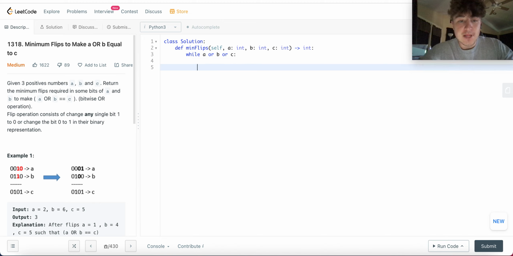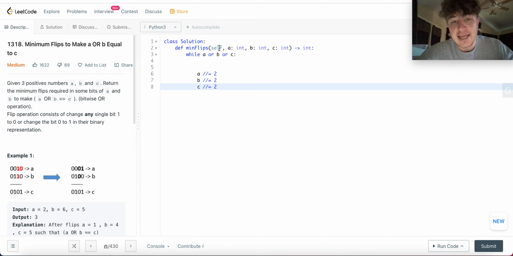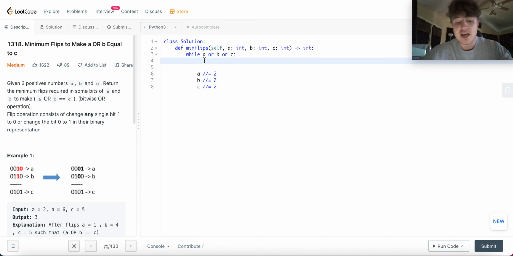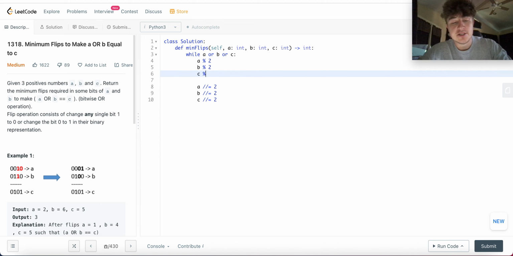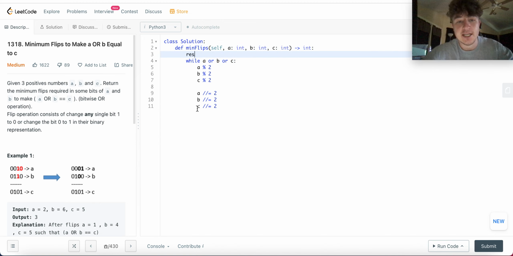So at the end, what we'll do is we'll say A divided by 2, B divided by 2, and C divided by 2. And if we want the value of A, the value of B, the value of C, we just do A mod 2, B mod 2, and C mod 2. So this will give you the value of the rightmost bit, and this will divide by 2 so you can walk through each bit, right? You'll look at this bit first, then this bit, then this bit. And then we'll have a res, and this will do it for everything, right?